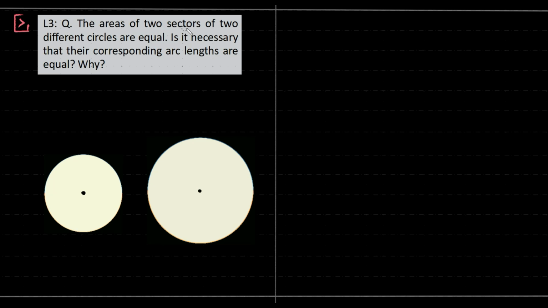The areas of two sectors of two different circles are equal. Is it necessary that their corresponding arc lengths are equal, and why? So what we have here is two circles. Their areas of the sectors are equal.